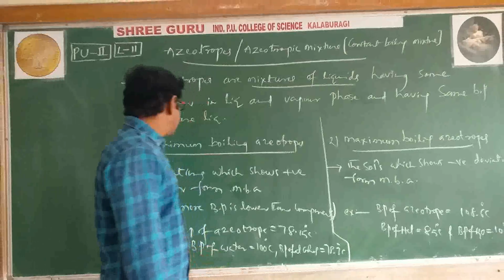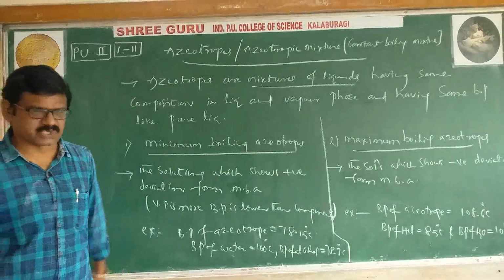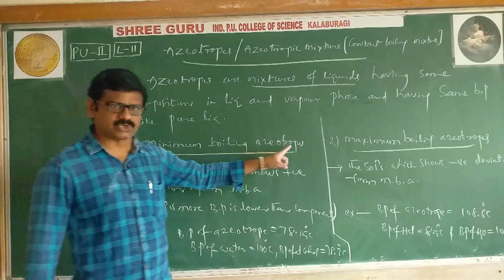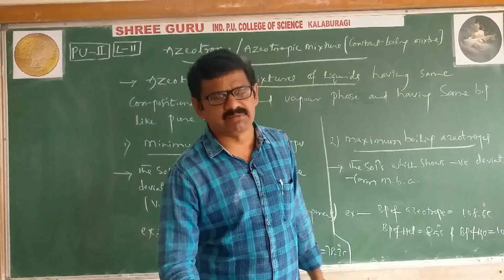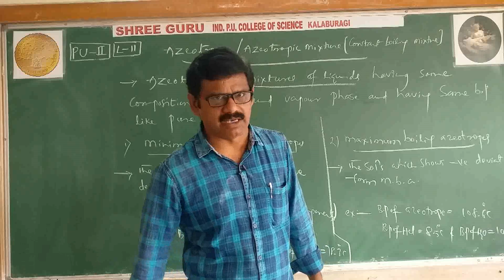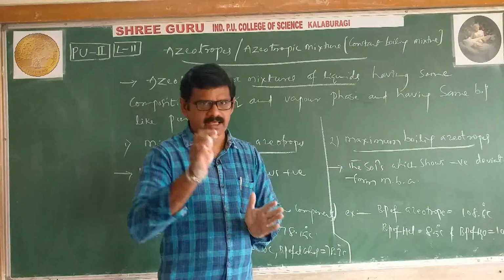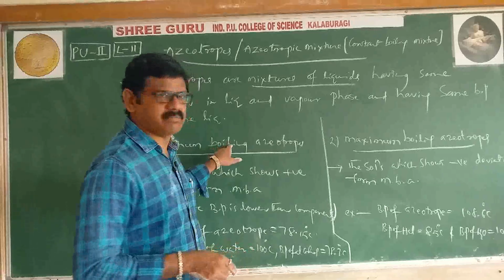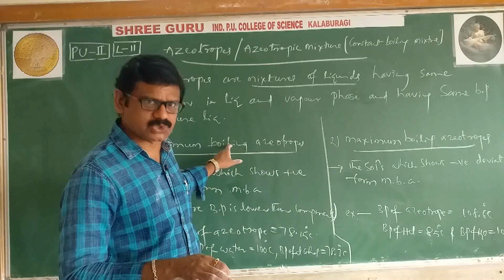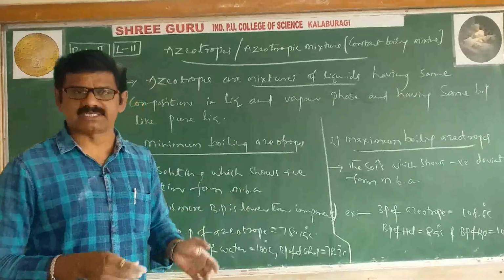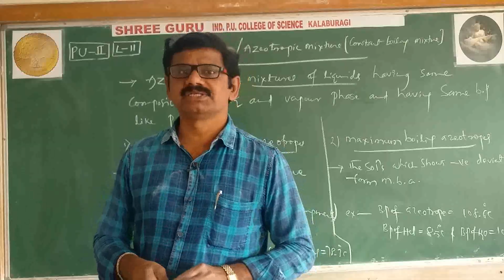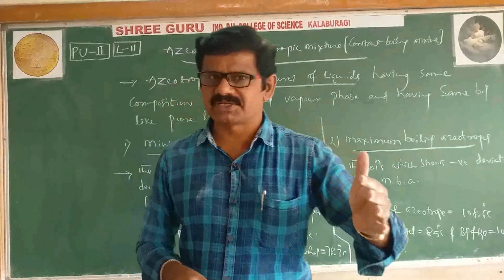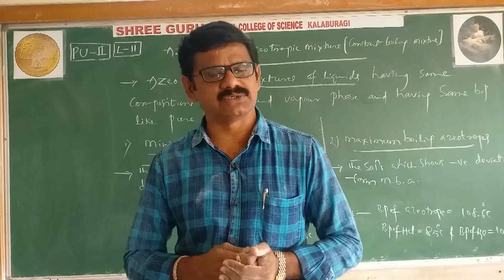Now we have two types of azeotropes: minimum boiling azeotrope and maximum boiling azeotrope. What is minimum boiling, what is maximum boiling azeotrope? Let's discuss now, very simple. First we will see minimum boiling azeotropes. Just now we have discussed non-ideal solutions. Non-ideal solutions are of two types: positive deviation solutions as well as negative deviation solutions.